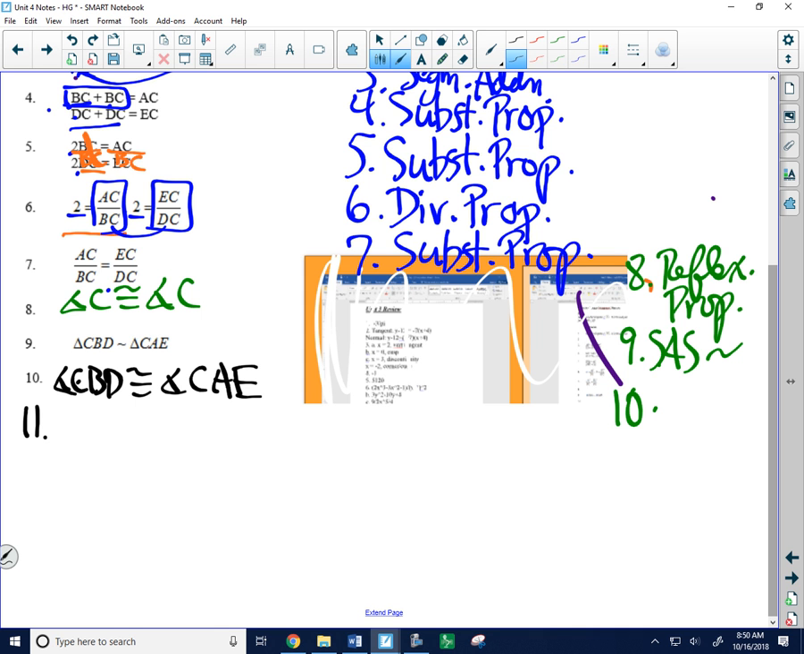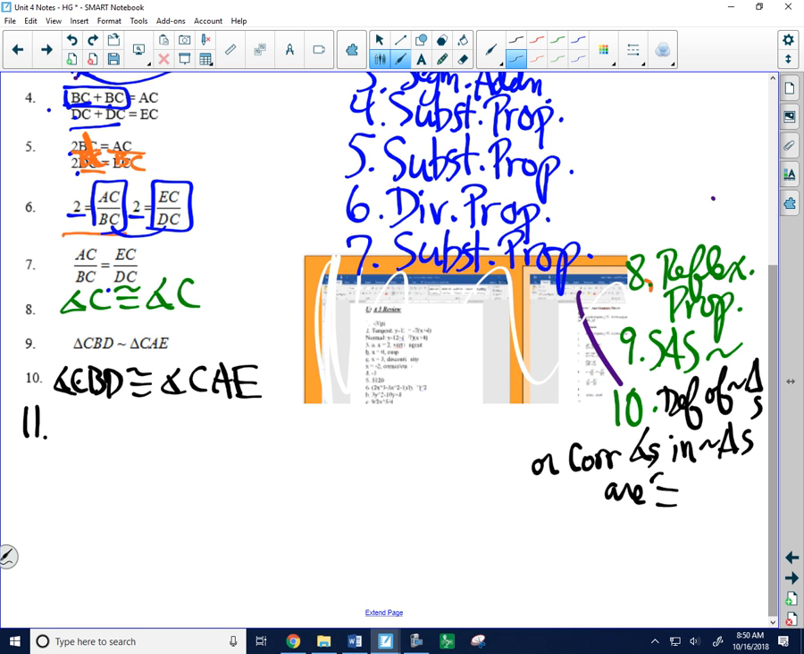This is because if triangles are similar, then all the sides and angles match up. This is the definition of similar triangles. I could write that, so I'll put definition of similar triangles. Or you could put corresponding angles are congruent in similar triangles. Or corresponding angles in similar triangles are congruent. Normally this is CPCTC. For similar triangles, the angles are still congruent.